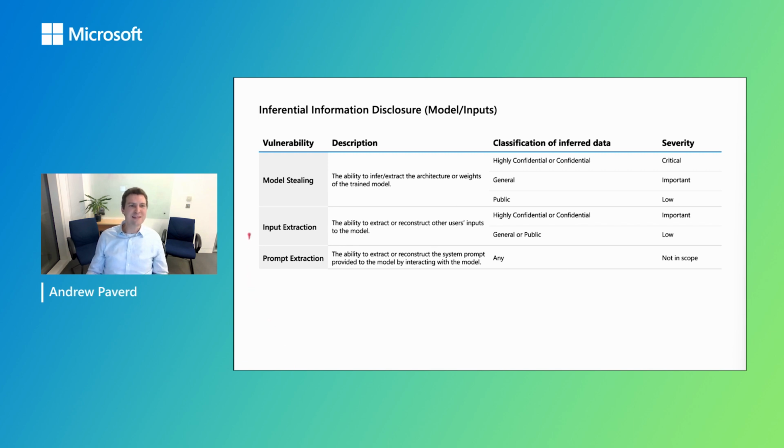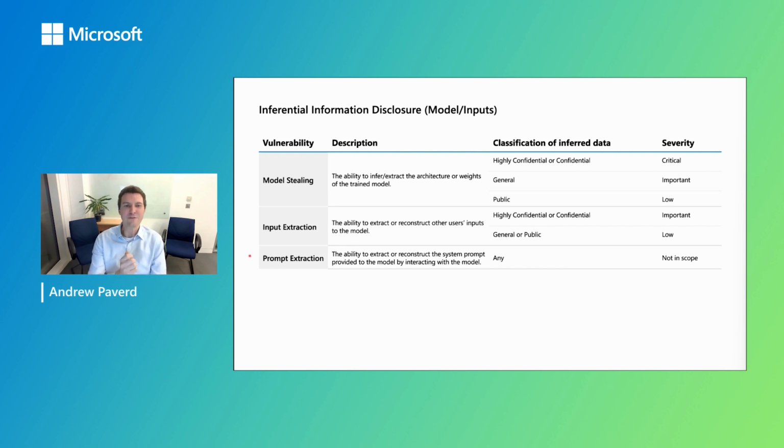The next one in this category is input extraction. So this is extracting other users' inputs to the model. You would imagine that if there were any way to read somebody else's conversations with Copilot or any other generative AI system, this would be an important severity issue. And finally, this last one is quite important, and I'll speak more about it on the next slide.